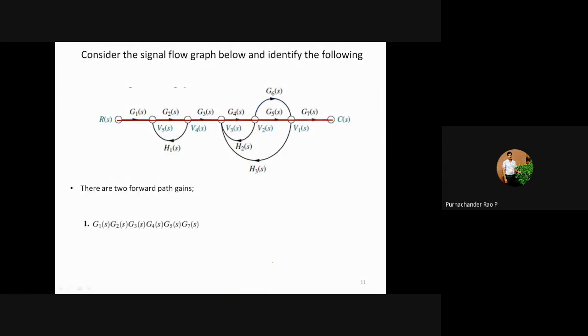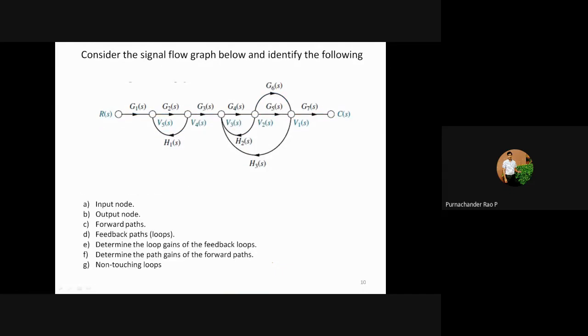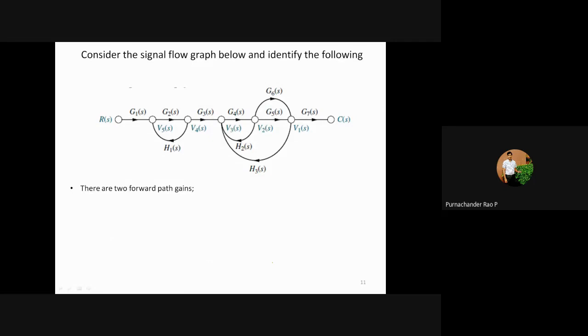So just we will see this. How many forward paths are there for this circuit? This is a forward path G1, G2, G3, G4, G5, and G7. This is the first forward path, and the next one is G1, G2, G3, G4, G6, and G7. This is another forward path gain.